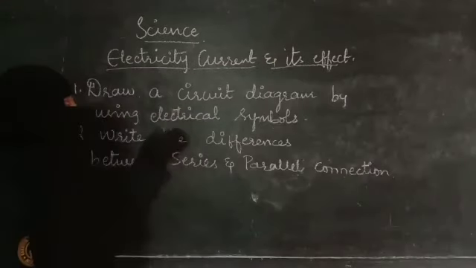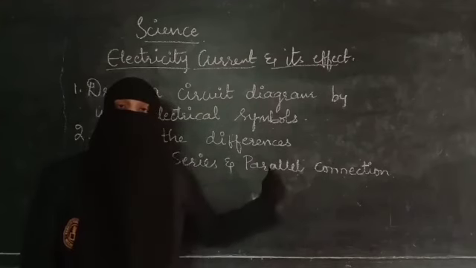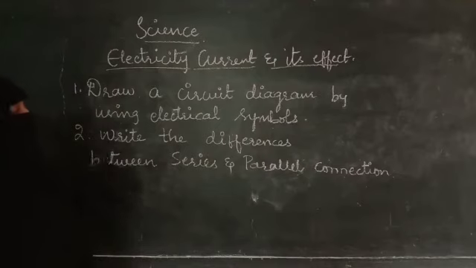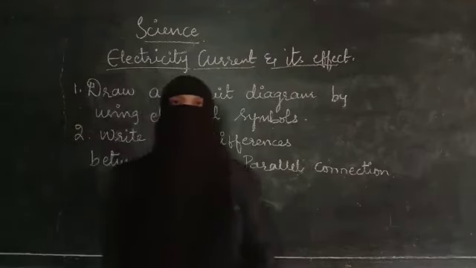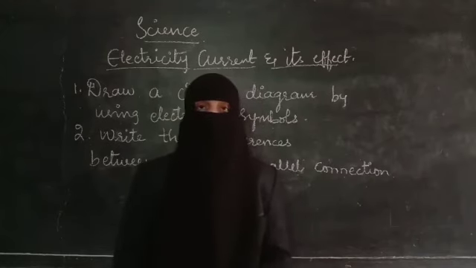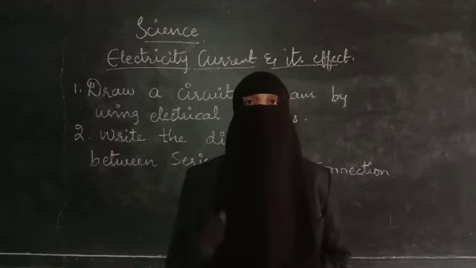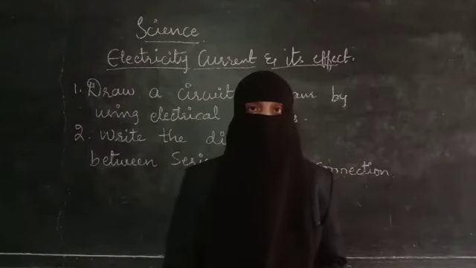Students, your worksheet is to draw a circuit diagram using electrical symbols. Just now I have drawn one, and you have to draw the same electric circuit diagram using electrical symbols. The next one, write the differences between series and parallel connection. You have to write them in your notebook. So this was about series connection, parallel connection and electrical symbols. These are very, very important. Memorize the electrical symbols for each and every electrical component which we have discussed. Go through the video thoroughly and properly.